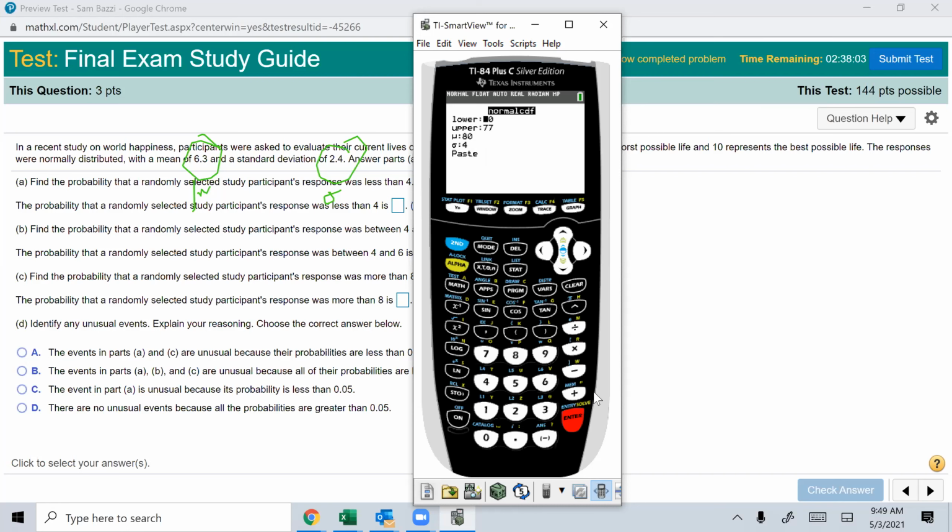So, less than 4. When it is less, guys, you have to start with negative a million or a billion here. Always, for less, you start with this. And then if he says less than 4, that will be your upper bound. You cannot go beyond 4. And then the mean is 6.3 and the standard deviation is 2.4. And here you go, 0.1689.